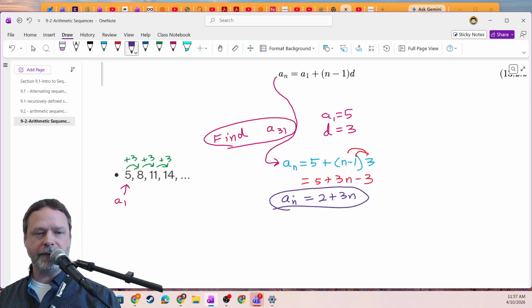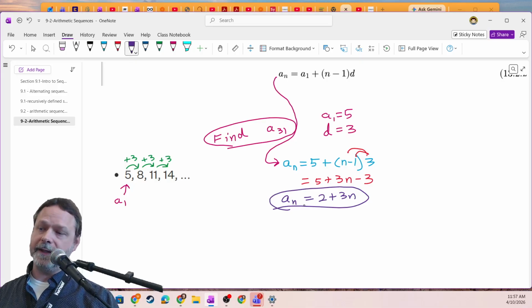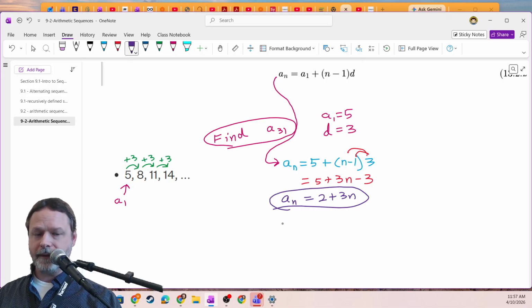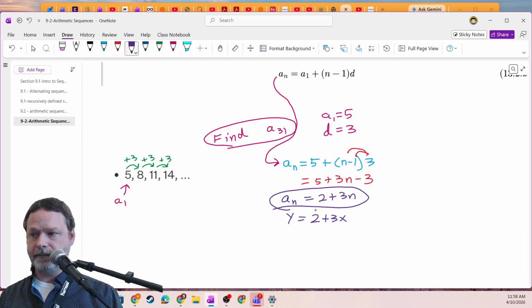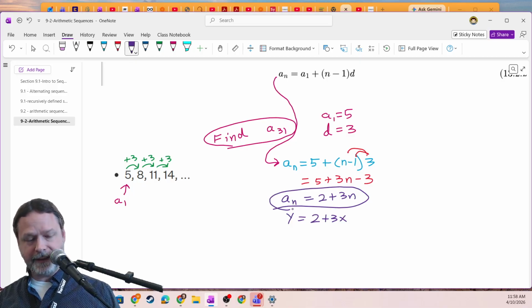And if I was going to look at this maybe in a graphing calculator, it would be y equals 2 plus 3x, or 3x plus 2, right? And that would graph a line. So very, very similar to a line. I've made that point before. These guys are lines when you plot them out.